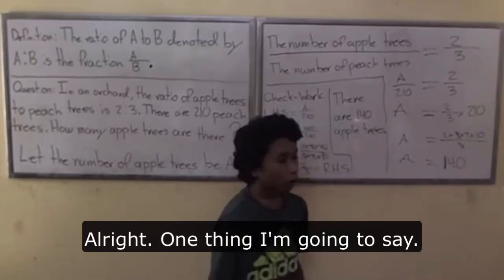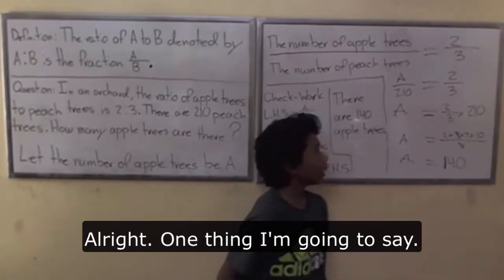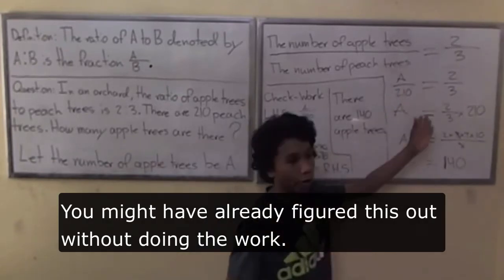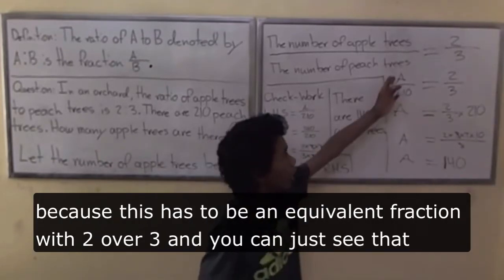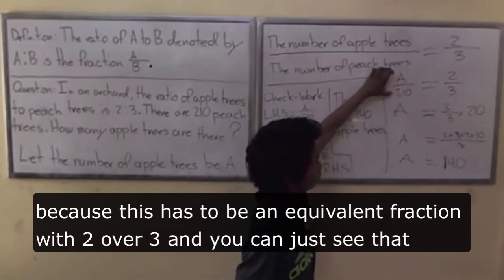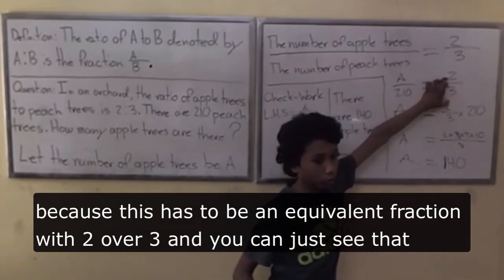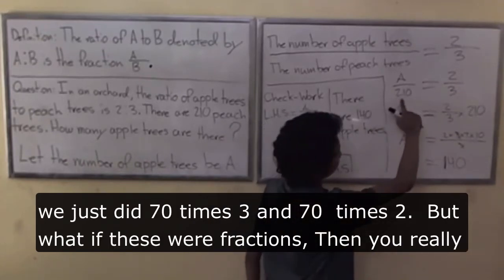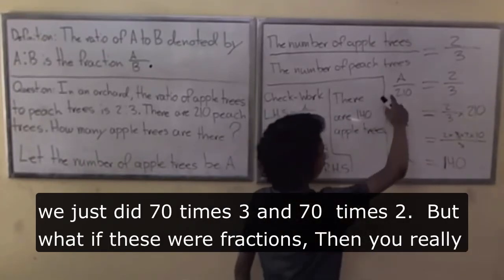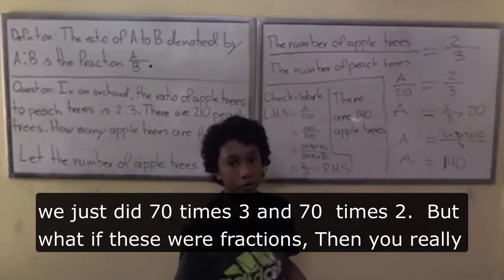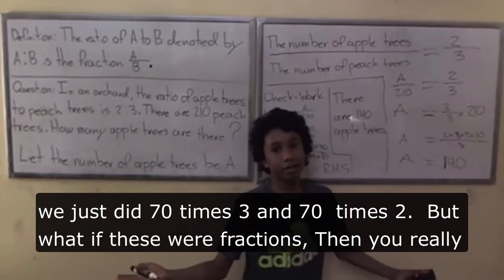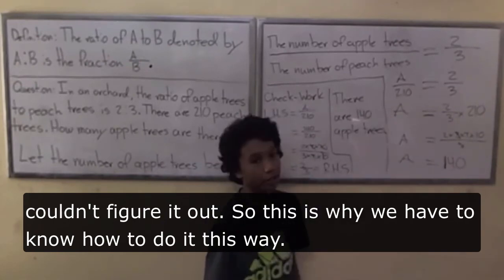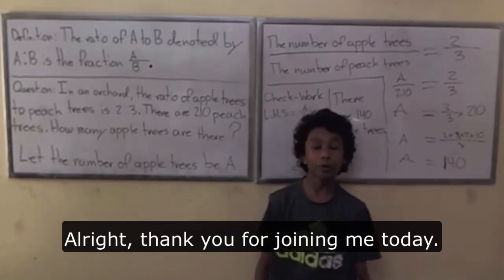Period right there. Alright, and one thing I'm going to say, you might have already figured this out with already doing the work, because this has to be an equivalent fraction with 2 over 3, and you can just see that we just did 70 times 3 and 70 times 2. But what if these were fractions? Then you really couldn't figure it out. So this is why we have to know how to do it this way. Alright, thank you for joining me today.